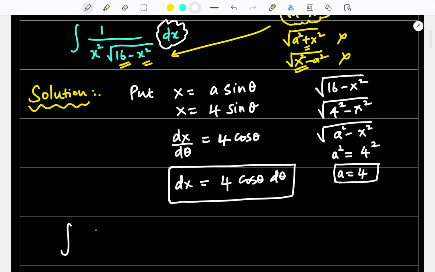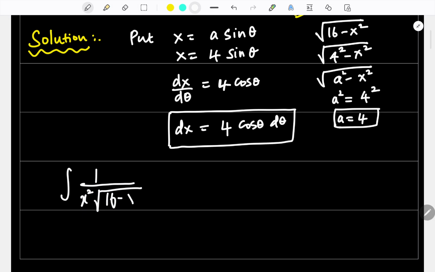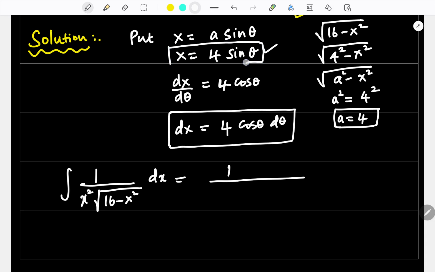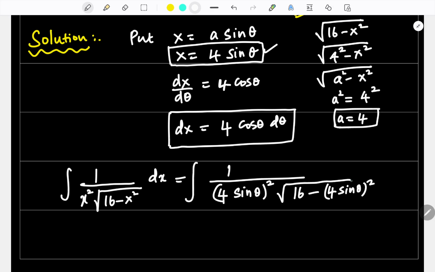So the integral of 1 divided by x squared times the square root of 16 minus x squared, into dx, is equal to 1 divided by x squared. What is x squared? x is equal to 4 sine theta, squared. The integral symbol is there, and then the square root of 16 minus x squared, so 4 sine theta squared. And dx, don't forget, dx is very, very important, which is 4 cosine theta d theta.